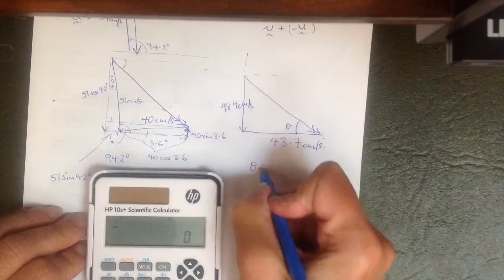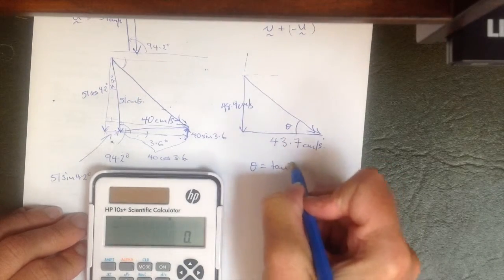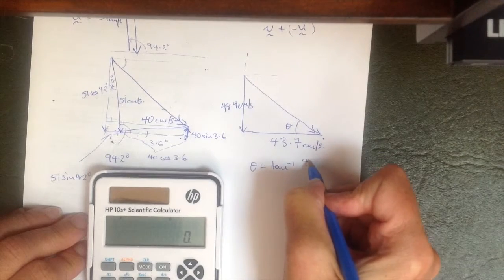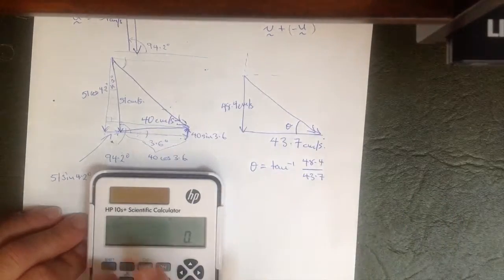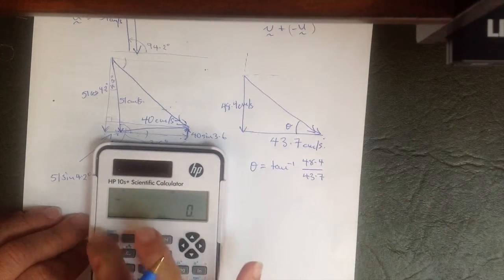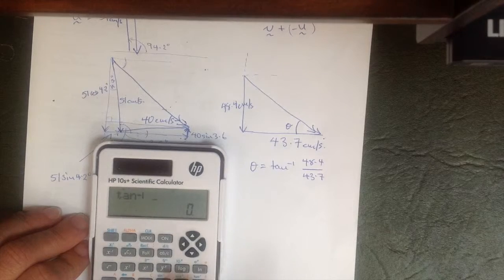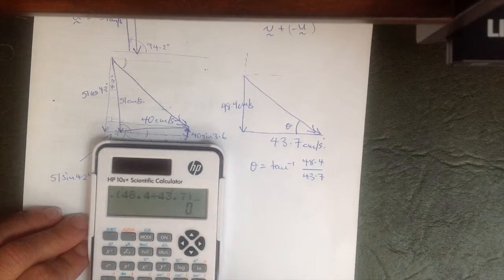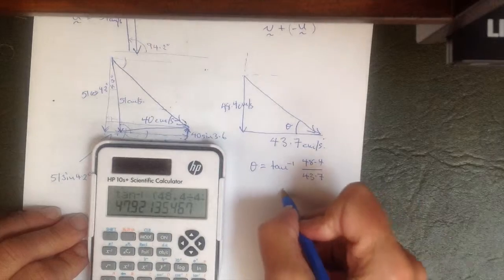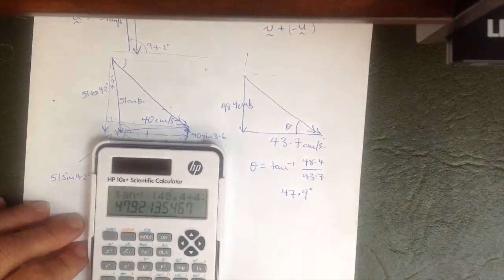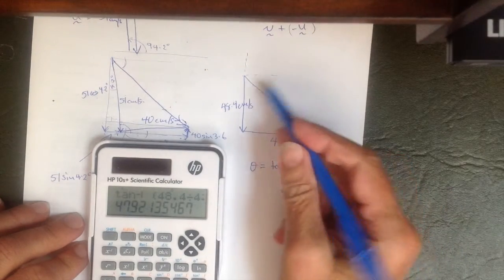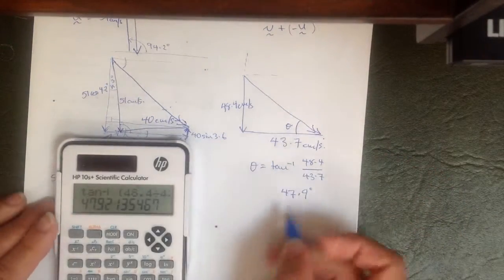So theta is going to equal tan to the -1 of opposite 48.4 divided by adjacent. Popping that into our calculator. Second tan, 48.4 divided by, okay, and so we're getting 47.9 degrees. So that's going to be our angle in there.